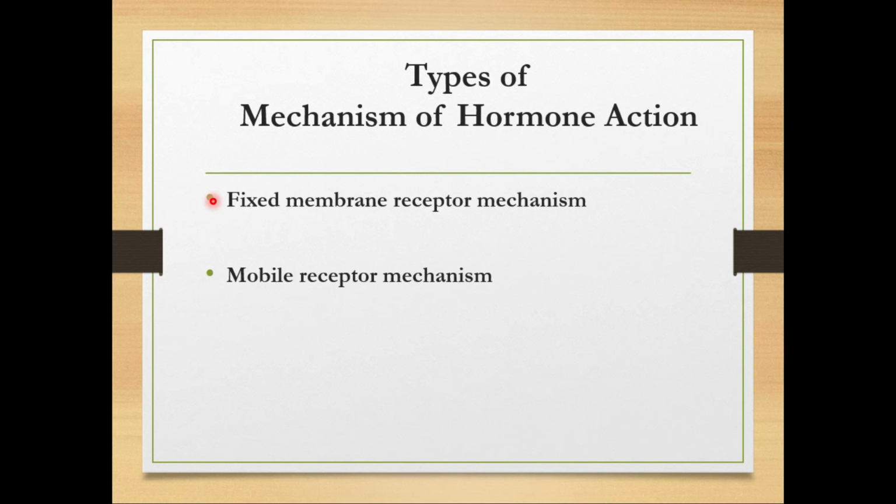While for the mobile receptor mechanism, they possess intracellular receptors. The hormones bind to the target receptor that activates the enzymatic activity of the cell to bring about biochemical changes. Transcription of DNA is initiated by the hormone receptor complex. The messenger RNA is translated into protein, and this protein causes biochemical changes inside the cell.